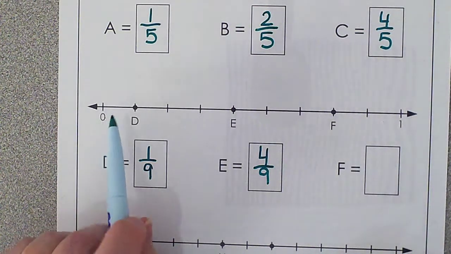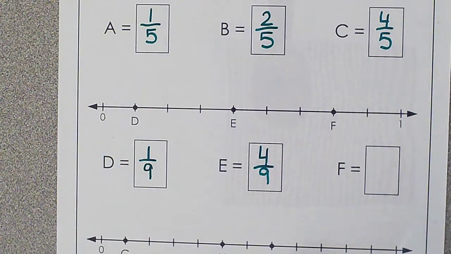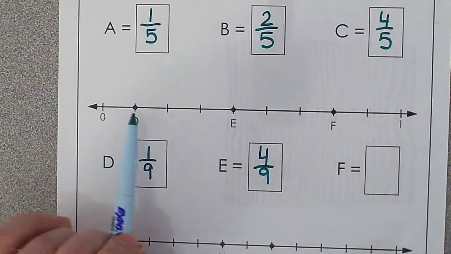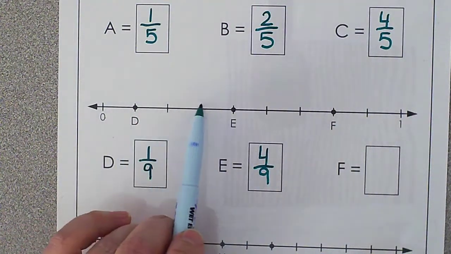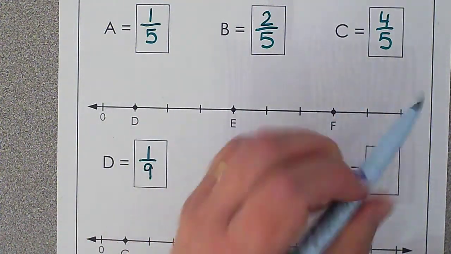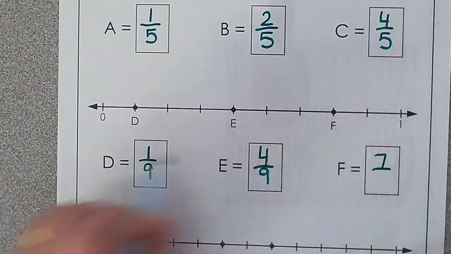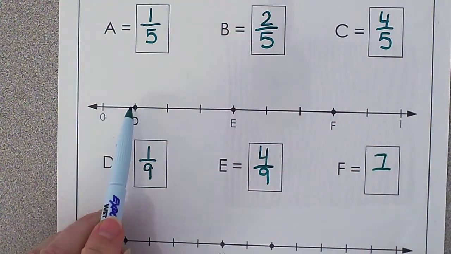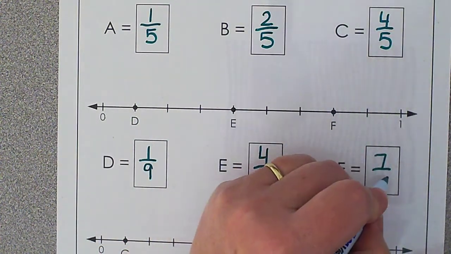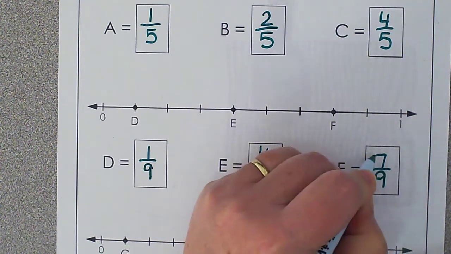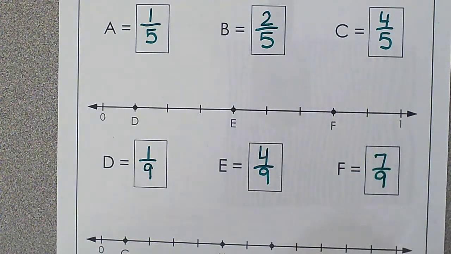And our last fraction. Pause the video to see if you can come up with the fraction for fraction F. The way you do fraction F is we're going to count all the way over to that F. 1, 2, 3, 4, 5, 6, 7. My numerator is 7. There are 1, 2, 3, 4, 5, 6, 7, 8, 9 points on this line, so my denominator is a 9. Our fraction for F is 7/9.